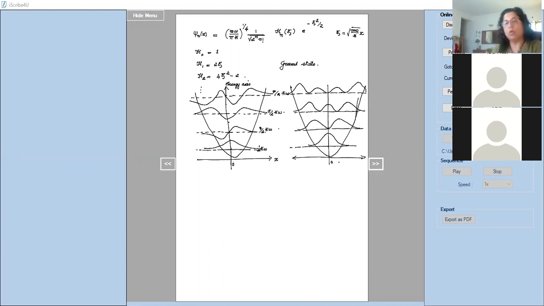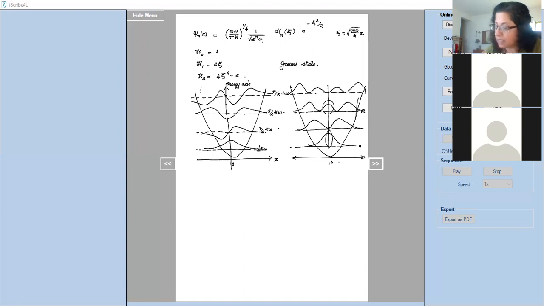What I want you to note is the fact that it is completely symmetric about the equilibrium position. You look at the zero state, the two state. There is a finite probability of being present at x equal to 0, which vanishes for the odd states. It's important that you notice this feature because there are certain problems which may require this particular knowledge.